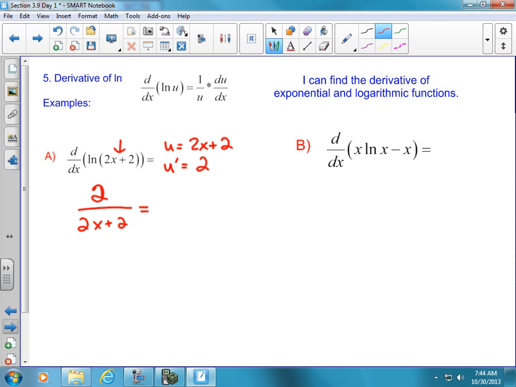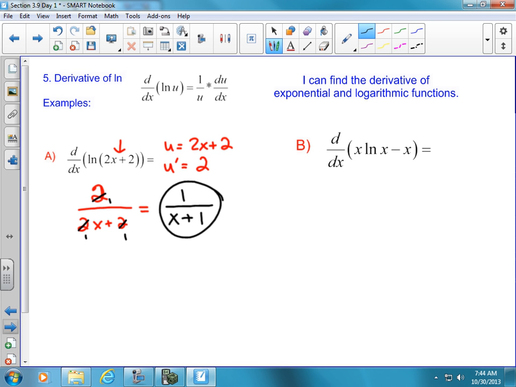Now, this can be simplified. If you divide everything by 2, you get a 1 and a 1. So this is the same as 1 over x plus 1, which would be the best answer.